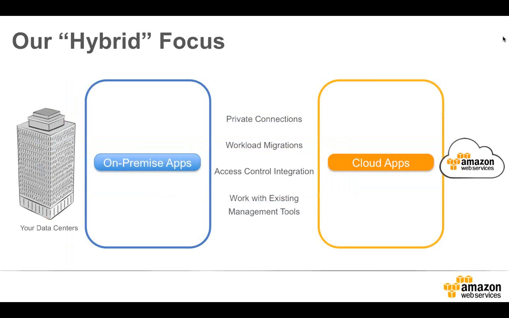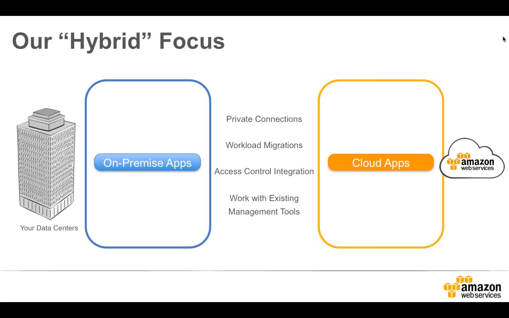I hope everybody can see the screen nicely now. So the hybrid focus is as follows. You have your data centers and offices on the left with your on-premises applications and systems. And on the right, you have the AWS cloud. Now, in order to have hybrid IT, you will need private systems in the cloud that are secure and isolated from other tenants. You will want to have private connections. You need to be able to migrate your workloads and your data back and forth between the two systems.